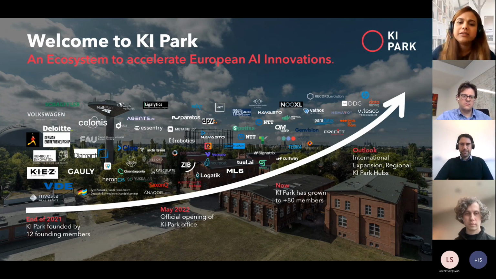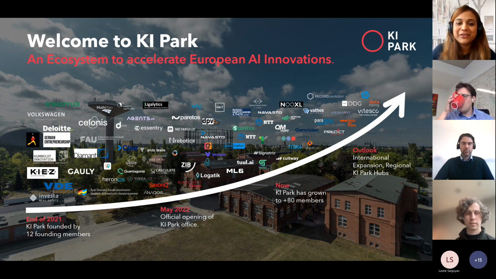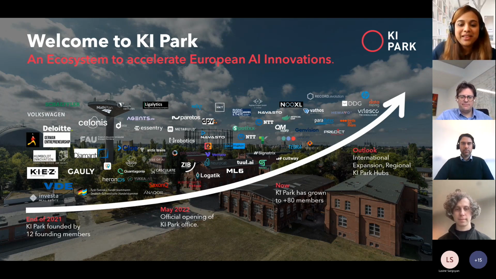Our newest strategic partners include the German-Swedish Chamber of Commerce, and via them, the Swedish companies. We have around 60 European startups as members, mostly German. And as you can see, we are just growing pretty fast with lots of members and more to come.